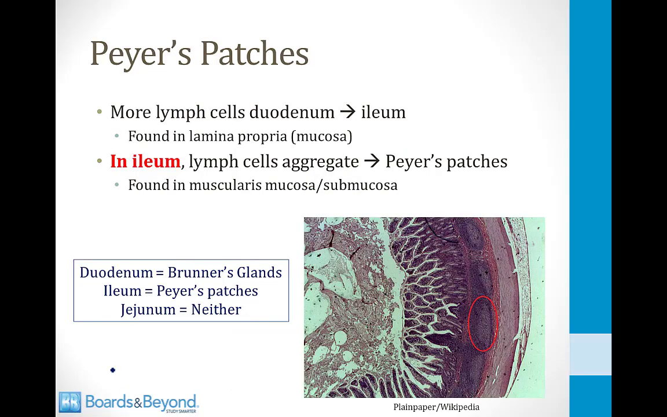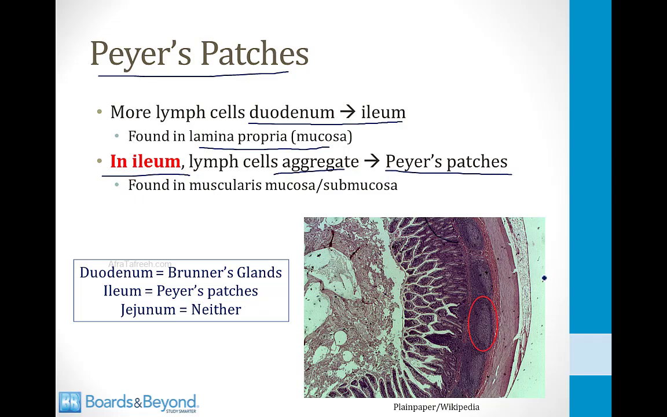Another structure you can find in the small intestine is a Peyer's patch. In general, as you move from the duodenum to the ileum, you find more and more lymph cells. They're found in the lamina propria of the mucosa layer. By the time you get to the ileum, there are so many lymph cells present that they aggregate into structures called Peyer's patches, which are analogous to lymph nodes.